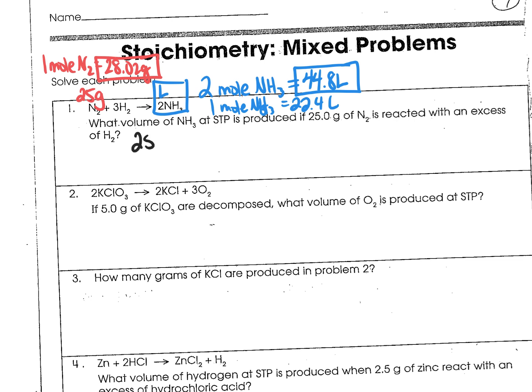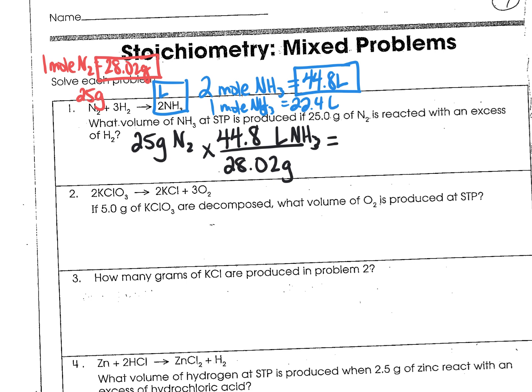So I start with my 25 grams of nitrogen. Since I don't want nitrogen anymore, it's going to go on the bottom. Well, my balanced equation says 28.02 grams of nitrogen. I want to find my liters of NH3. The balanced equation says 2 moles, which would be 44.8 liters. So that's one way to solve it.